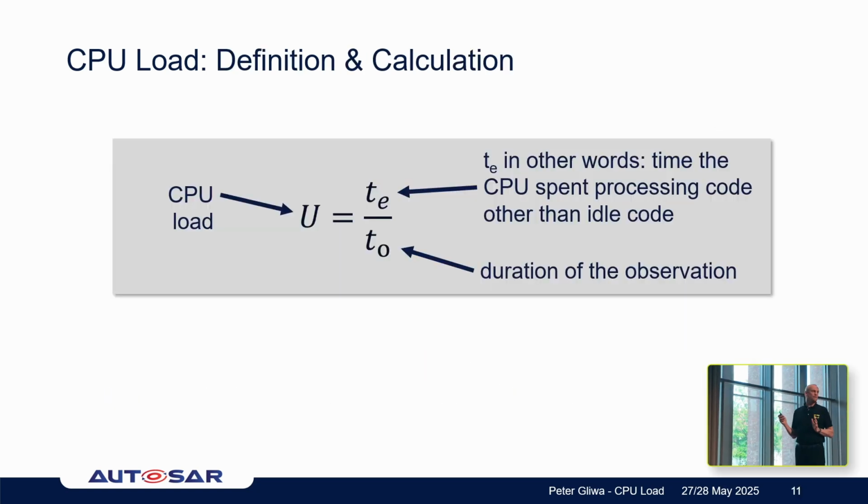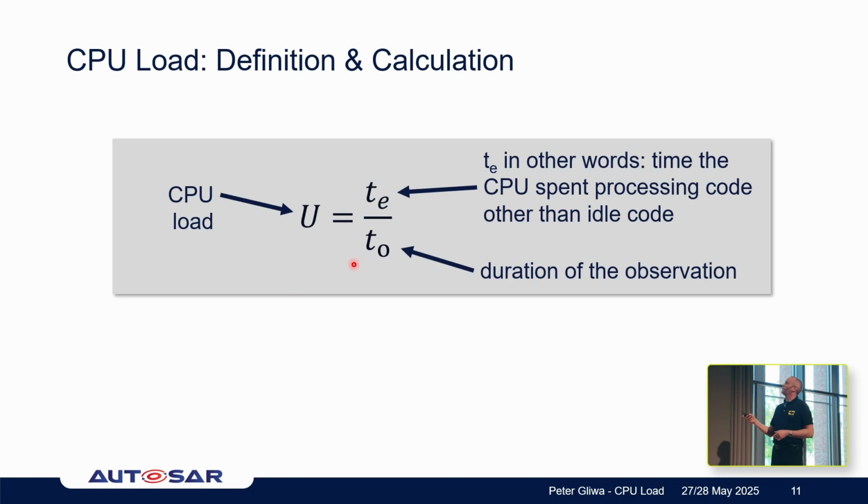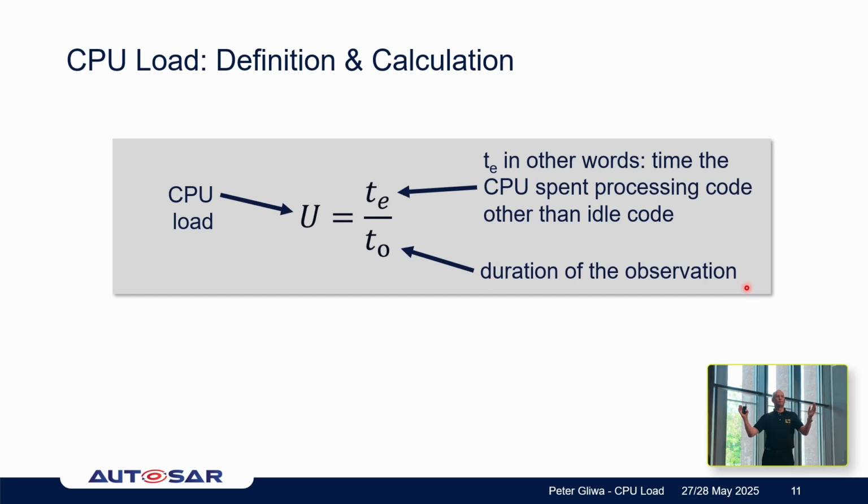This is the way I define the CPU load. It's very simple, it's a fraction of two times. So let's first look at the TO, the denominator here. That's the duration of the observation. So it's the duration of some observation window.